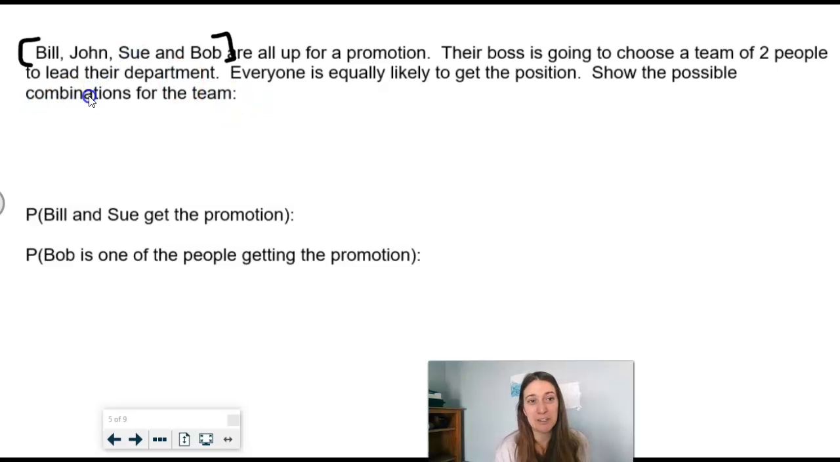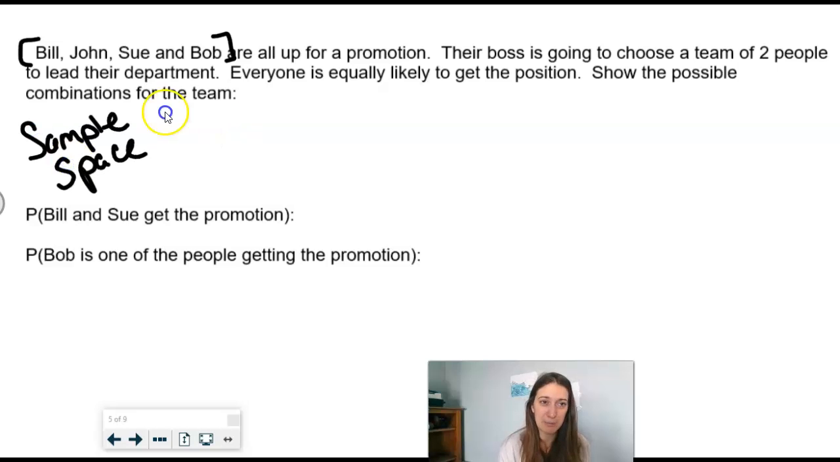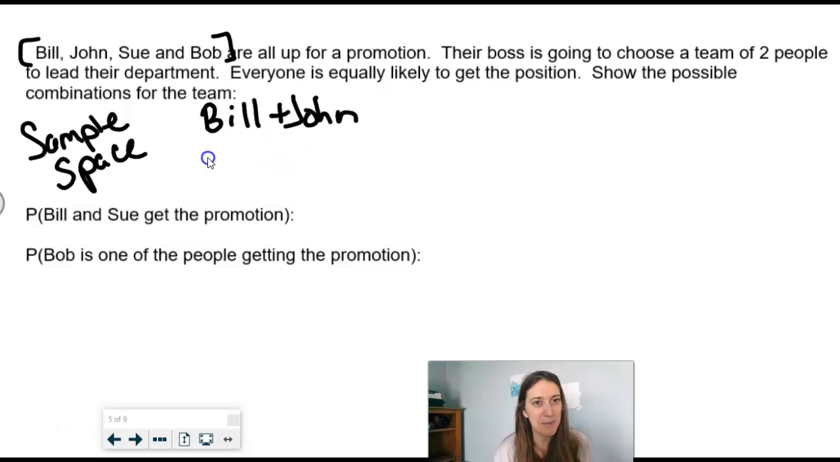So this word here, combination, is actually a different word in probability land. Don't get hung up on that notation. We're just going to talk about what right now we know is the sample space. So the sample space would be all of the possible outcomes, right? So this one's a little more complicated. I have to like list them out. So good news, there's not too many people involved here. So it could be Bill and John. And I like to do this a little systematically, otherwise I get confused. It could be Bill and Sue.